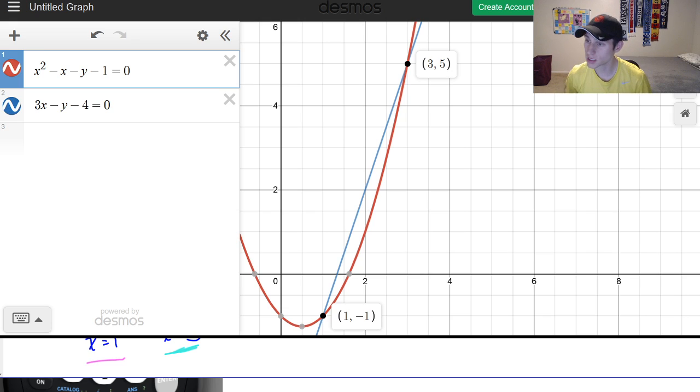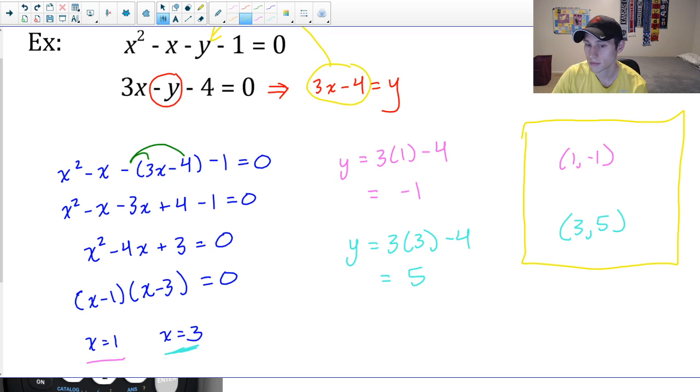Right? So visually, when we're solving a system of equations, if you're thinking about the graph of those equations, it means where do all these curves or lines intersect each other. So for this problem, they intersect in 2 spots, 1, -1, and 3, 5. Right? Exactly what we found.